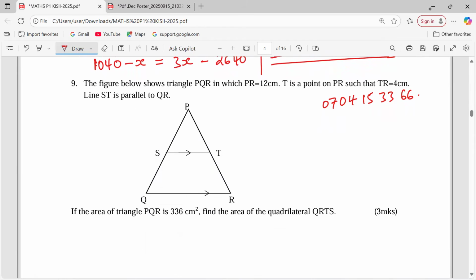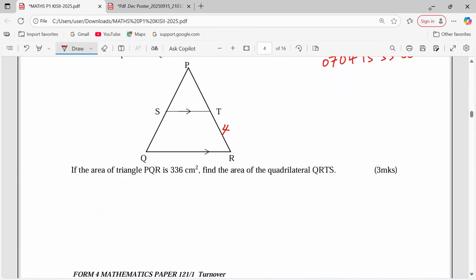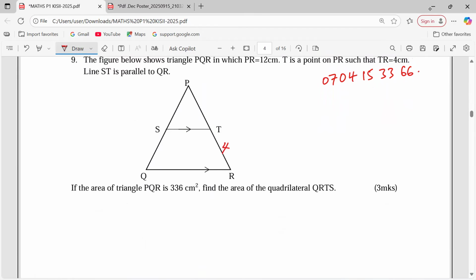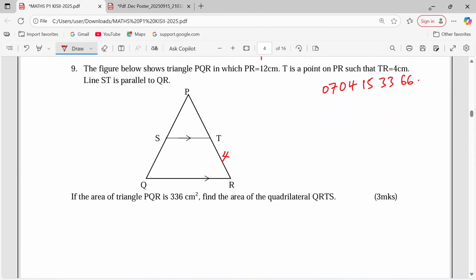Number 9. The figure below shows triangle PQR in which PR equals 12, then T is a point on PR such that TR equals 4 centimeters. Then ST is parallel to the baseline, which is QR. If the area of triangle PQR, the bigger one, is 336 square centimeters, find the area of the quadrilateral QRTS.